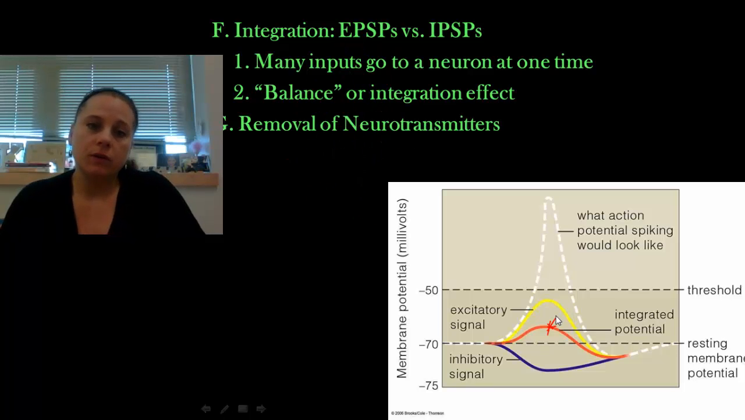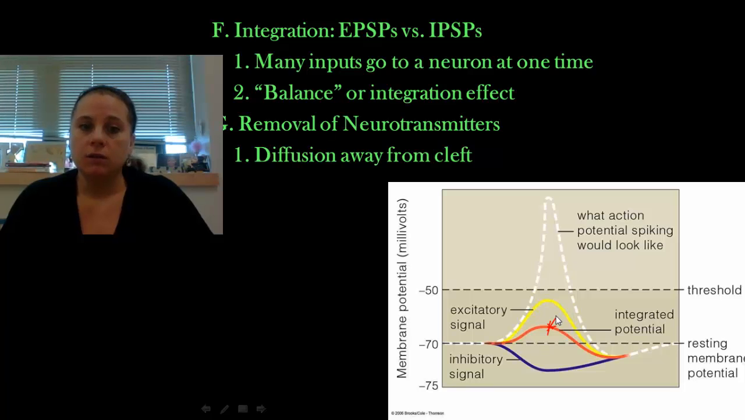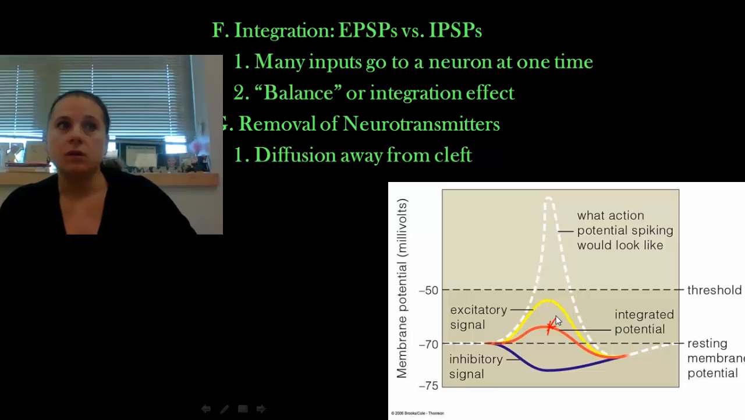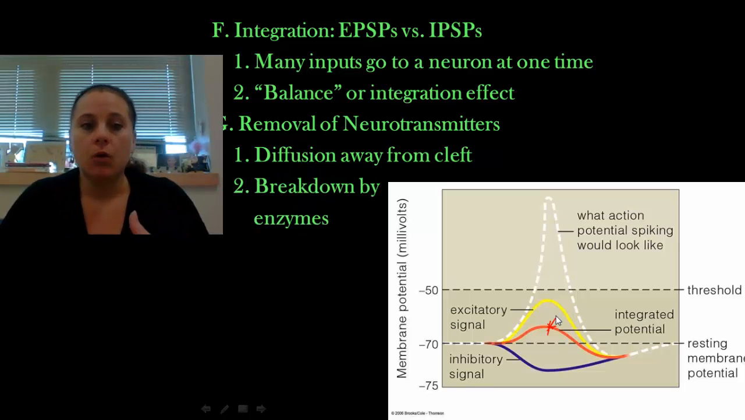So, removal of the neurotransmitter. Diffusion away from the cleft. We're going to actually pull the neurotransmitter out, and it's going to be reuptake, going to pull it back into the actual neuron. So that could happen.